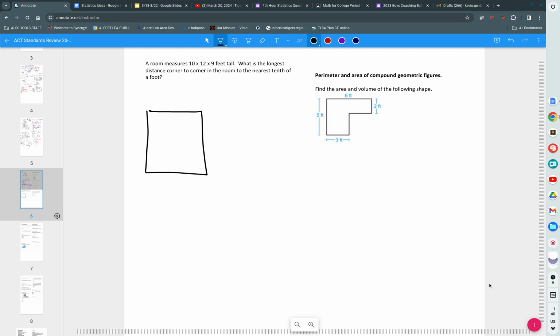In this situation, we have a room, which I'm going to do my best to draw as a 3-dimensional room. In that room, we are wondering what is the longest distance from corner to corner in the room. It says that the room is 10 feet wide, it is 12 feet deep, and it is 9 feet tall.